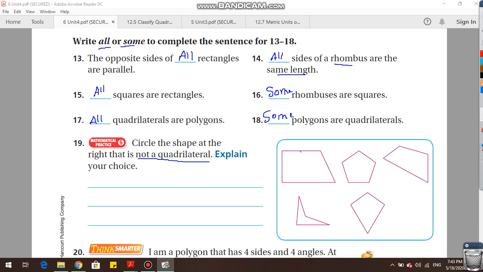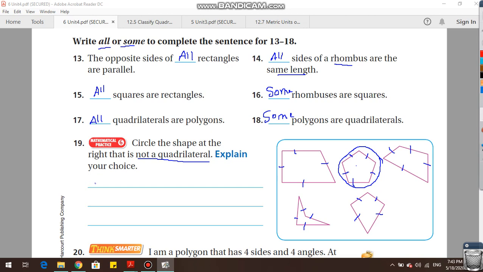Okay, as you can see here I have four sides, so it's a quadrilateral. Here I have 1, 2, 3, 4, so it's a quadrilateral. Here 1, 2, 3, 4, quadrilateral. Here 1, 2, 3, 4, quadrilateral. Now 1, 2, 3, 4, 5. Oh, I have 5.